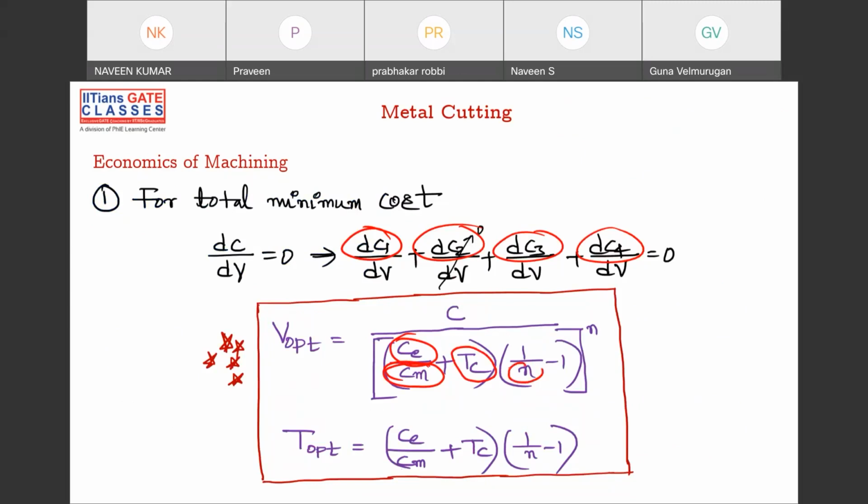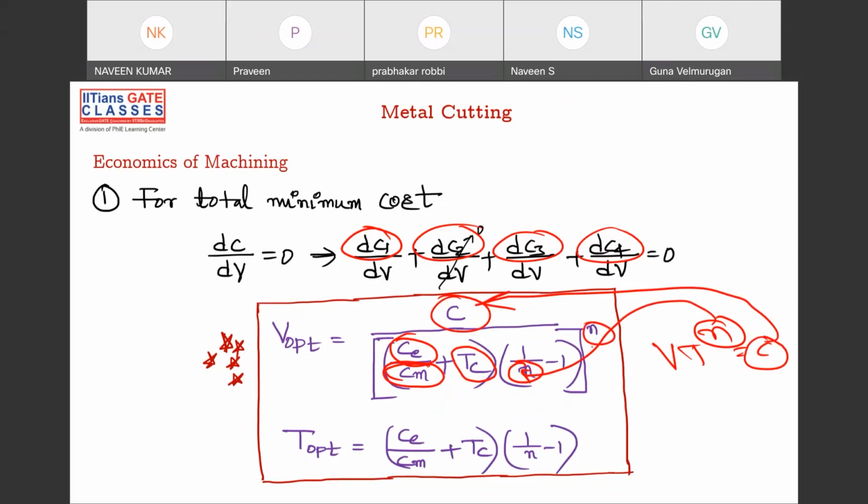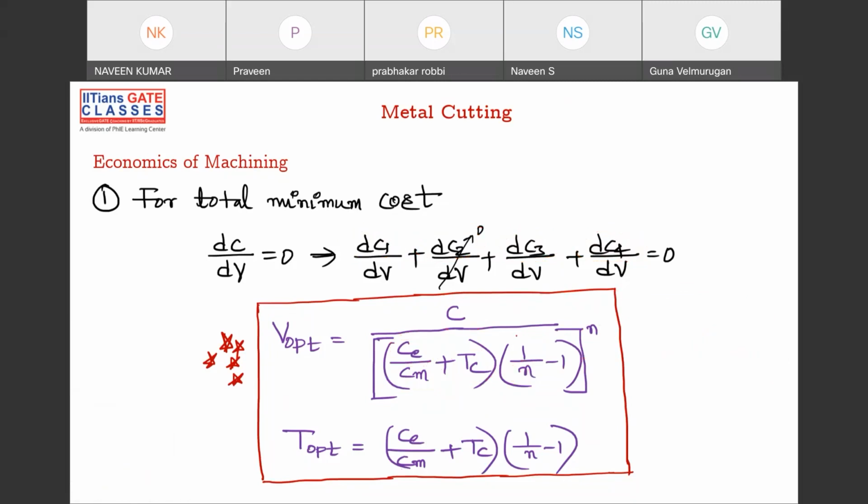N is the exponent, your tool life exponent, that is VT to the power of N is equal to a constant. The same is here also, and this is the constant. Okay, fine. So now, what is the final formula? C by (CM plus TC) into (1 by n minus 1) to the power of n. Very important formula. Sometimes this formula itself can be given in options. They'll ask you to pick the right formula.